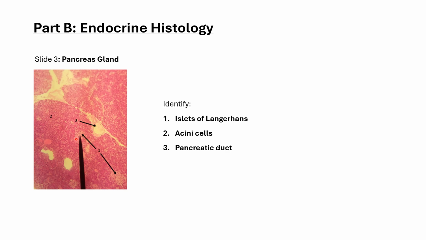And the lighter part, these are the pancreatic islets or islets of Langerhans. They have two types of cells. They have alpha cells and beta cells. The alpha cells secrete a hormone known as glucagon, and the beta cells secrete a hormone known as insulin. So this lighter portion is the endocrine portion of the pancreas.